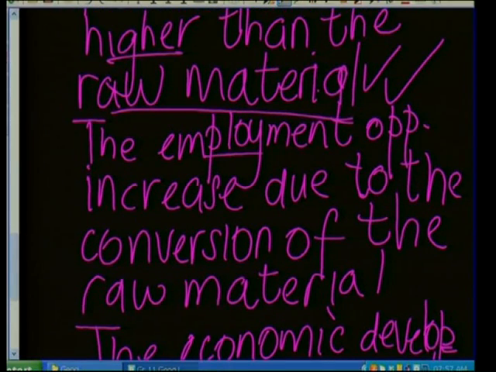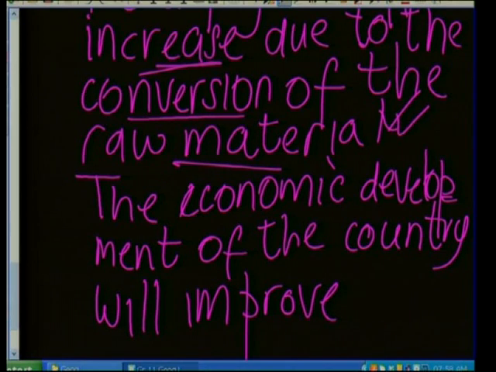Secondly, the employment opportunities increase due to the conversion of raw materials. Remember, in order to convert the raw material, we need to build factories, we need to employ people, and this would improve people's livelihoods. The third answer is the economic development of the country will improve. As more and more people are working, more and more income is generated, and people are able to afford those luxuries in life. Let's move on to the next aspect of discussion.